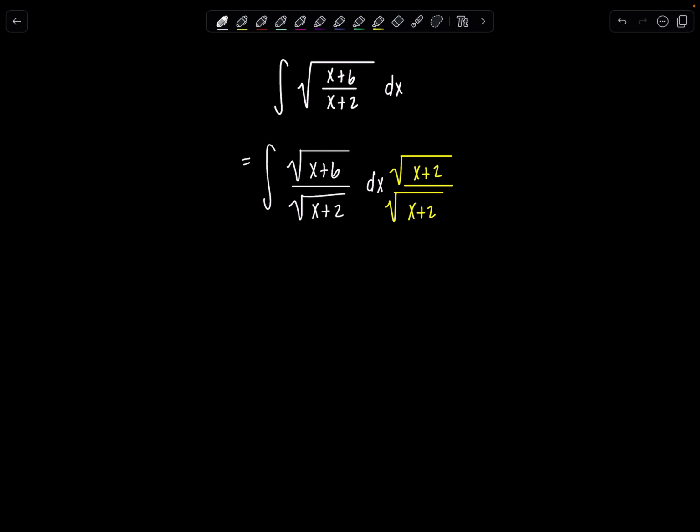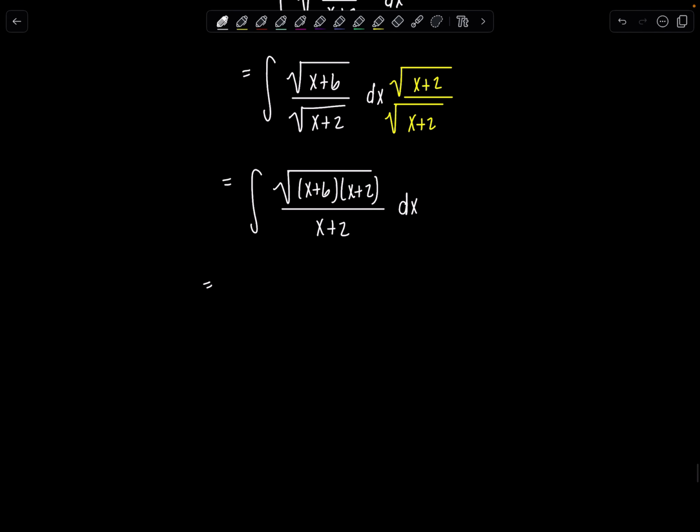So in the numerator, we're left with square root of x plus 6 times x plus 2. I can put those together underneath the radical, and then just x plus 2 in the denominator, dx. So then I can go ahead and multiply everything out that's underneath the radical. So we'll have square root of x squared plus 8x plus 12 over x plus 2 dx. And then this is when it started looking like a nice trig-sub problem to me.